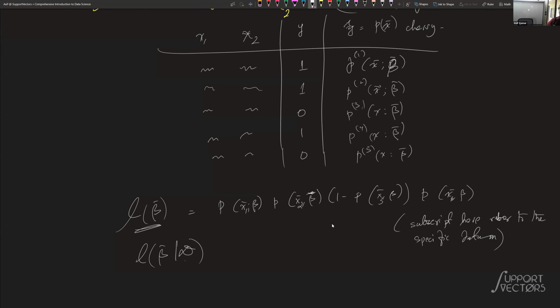By the way, I'm using the scripted D through all the quizzes. By now, you must have noticed that I refer to the entire set of data as D, D being the data set. Think of it as the ground truth. Given the ground truth, likelihood is a function of beta. This vertical line, always say in your mind, given: given the data, what is the likelihood of beta?